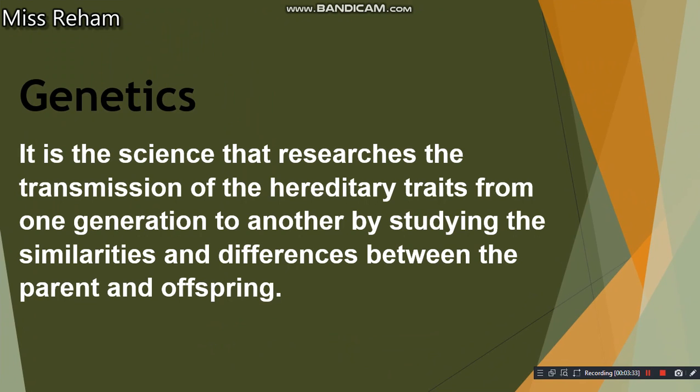What's meant by genetics again? Genetics is a science that researches about what? It researches the transmission of hereditary traits from one generation to another by studying the similarities and differences between the parents and offspring. The science is called genetics.